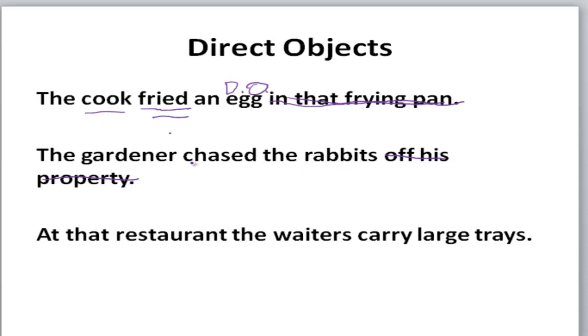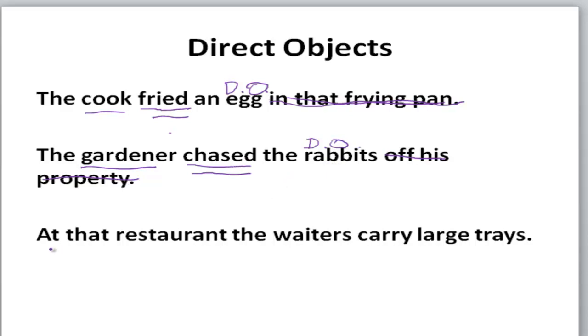Looking for our action verb, because we know we're going to have direct objects here, actually. Chased, that's our verb right there. Gardener is our subject, not the rabbits. The rabbits are not chasing themselves, although that would look rather funny. The gardener is doing the chasing. Who's receiving the action? The rabbits are receiving the action of all of that chasing. The gardener's chasing. What is he chasing? He's chasing the rabbits. Direct object. Direct objects have to be a noun. They come after action verbs and they receive the action.